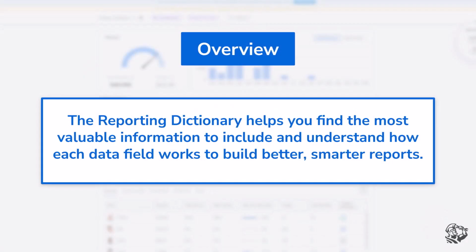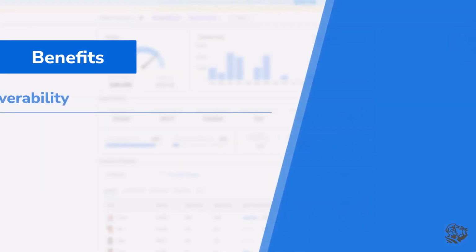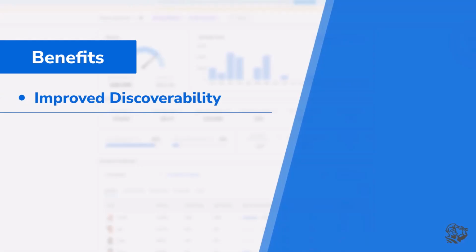Let's take a look at how to use the reporting dictionary to learn more about data fields in ServiceTitan. The reporting dictionary helps you find the most valuable information to include and understand how each data field works to build better, smarter reports. You can access detailed information about data fields, including descriptions, calculations, examples, and drill-down details, eliminating the need to rely solely on tooltips.